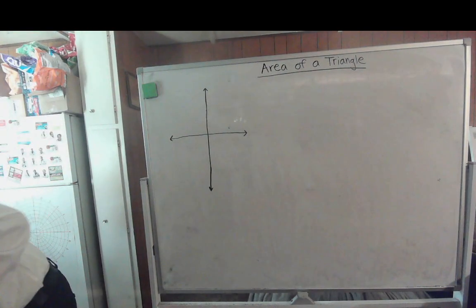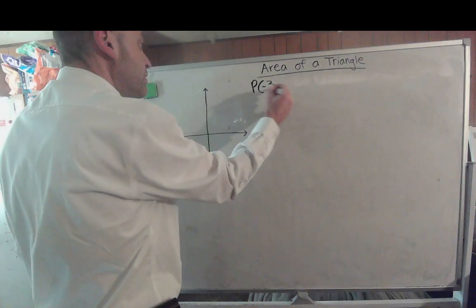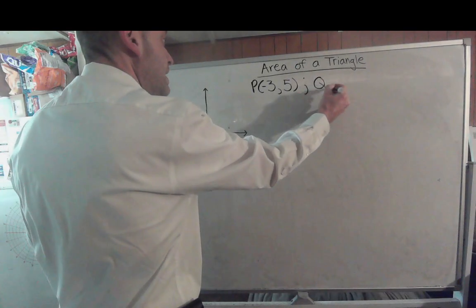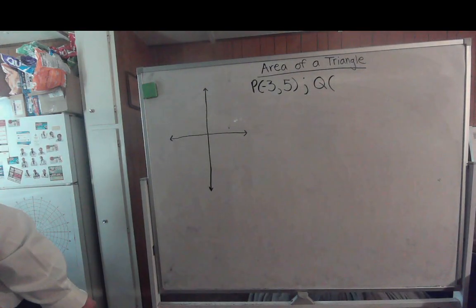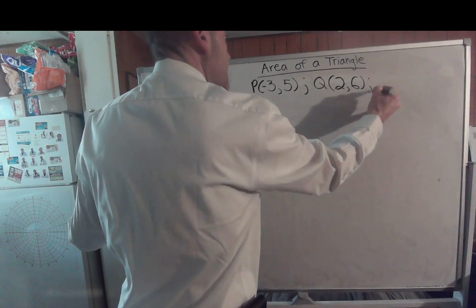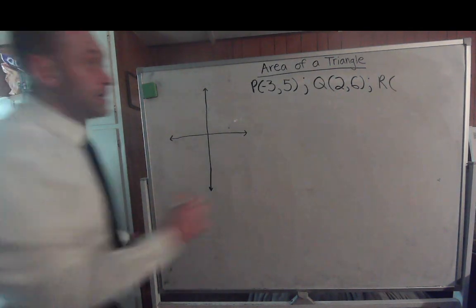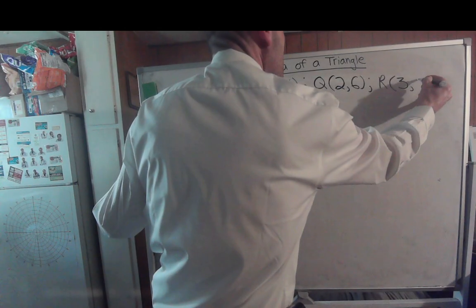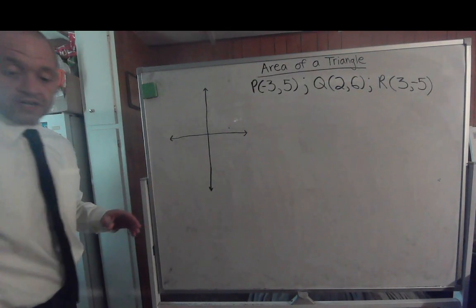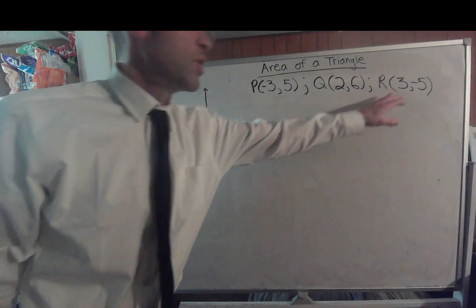Alright, so the next one, point P has the point -3, 5. Point Q has the point 2, 6, and point R has the coordinates 3, -5. So we're trying to find the area of a triangle with points P at -3, 5, Q at 2, 6, and R at 3, -5.